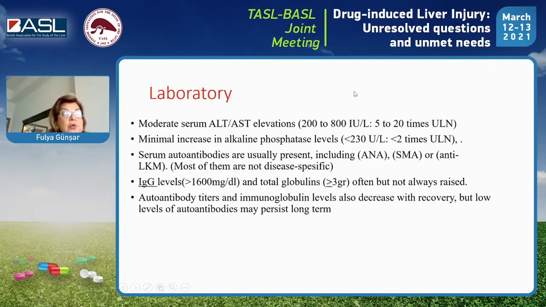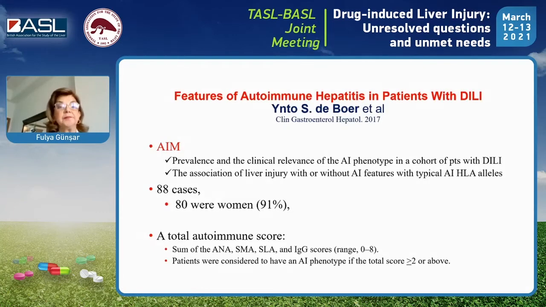For the laboratory, there are moderate serum ALT and AST elevations, a minimal increase in alkaline phosphatase levels, and serum autoantibody positivity. IgG levels and total globulins are often, but not always, raised. Autoantibody titers and immunoglobulin levels also decrease with recovery, but low levels of autoantibodies might persist long-term.